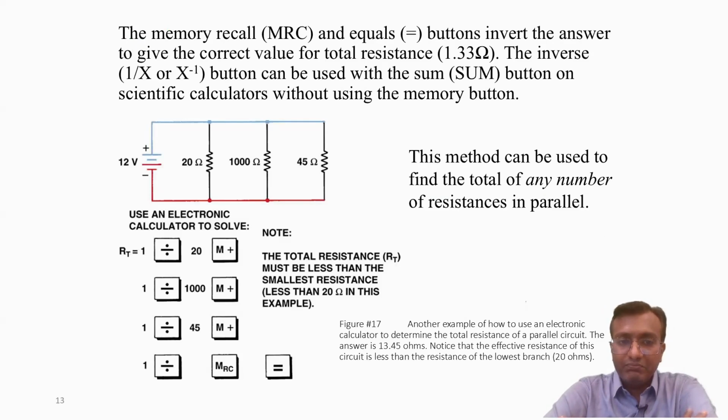Now this is the next part of the previous method. Here you can see there are individual resistances of 20 ohms, 1000 ohms and 45 ohms. So it becomes tedious to use the previous formula. Instead of that, you can use a calculator or Excel sheets to determine the equivalent resistance.